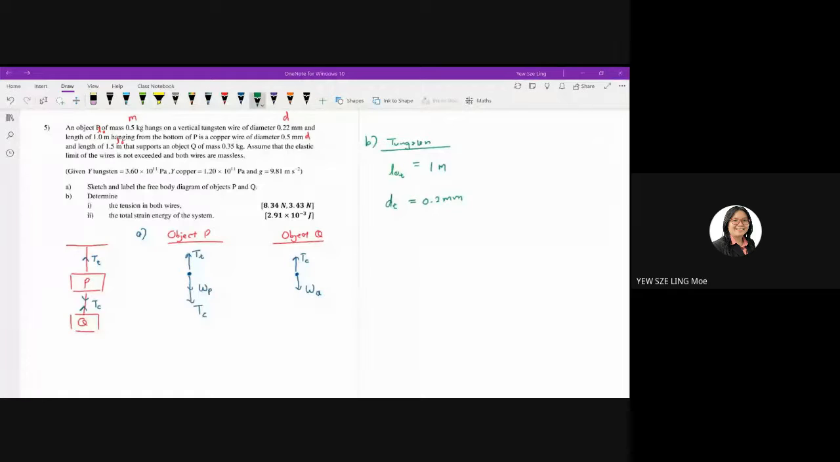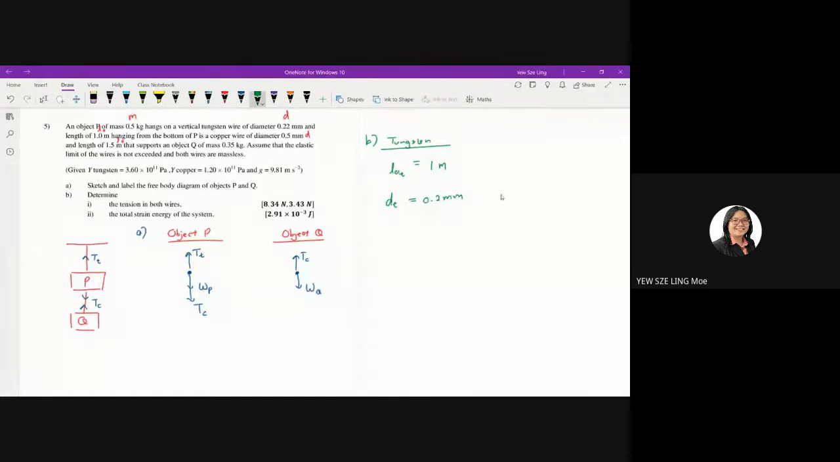So that is the information for tungsten wire. And then the information for copper wire. I have the length, which is equal to 1.5 meters, and then I have a diameter, which is equal to 0.5 mm. And then what else do I have?